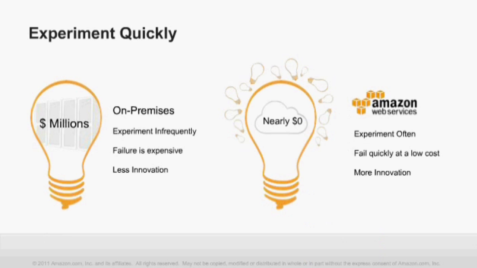With AWS, we think it's easy to experiment often. The cost of experimentation is extremely low. And if your hypothesis, if your experiment doesn't work out, it's easy for you to fail quickly at a very low cost without having to make that commitment, making it easier to make the decision in the first place. We think that's something that can lead to more innovation for the businesses that you're in.